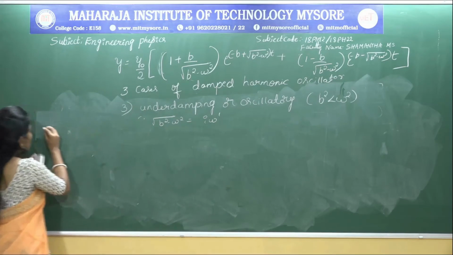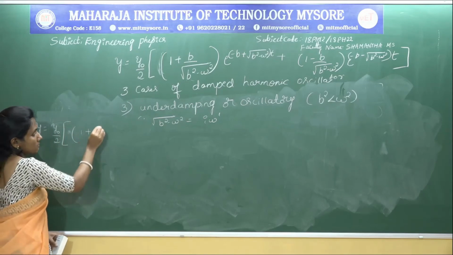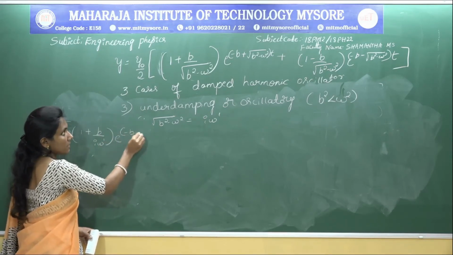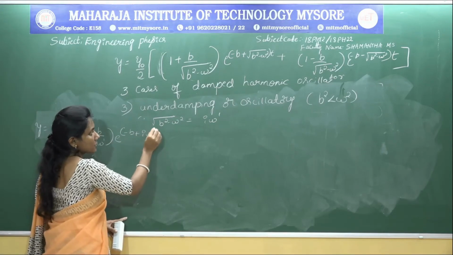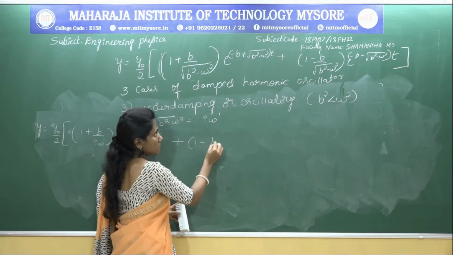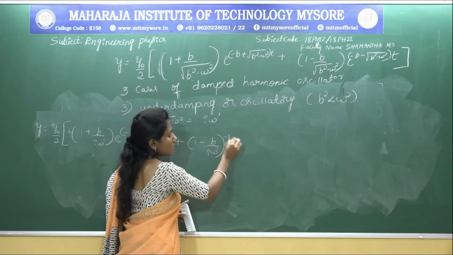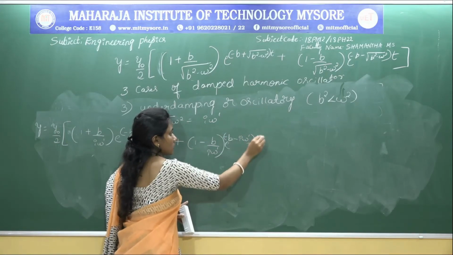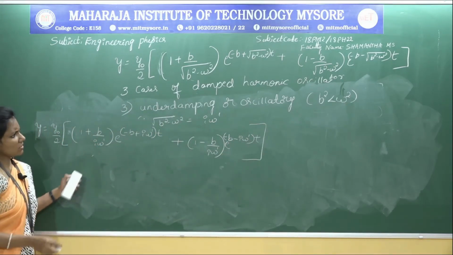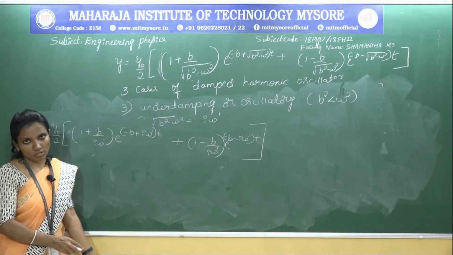So now substituting in this equation, we will get y is equal to y naught by 2, 1 plus b by i omega dash into e to the power of minus b plus i omega dash into t, and the second term plus 1 minus b divided by i omega dash into e to the power of minus b minus i omega dash into t. So this is the equation we got. Just split this equation, then again we will get it in terms of sine and cos.